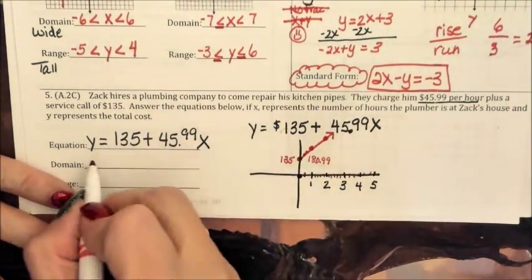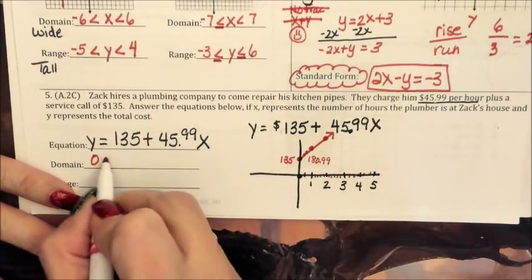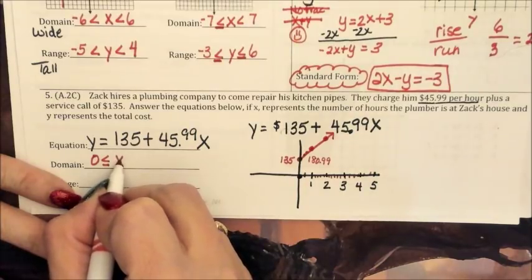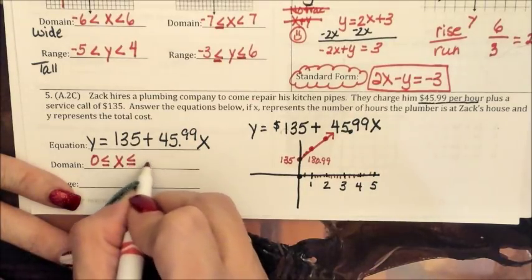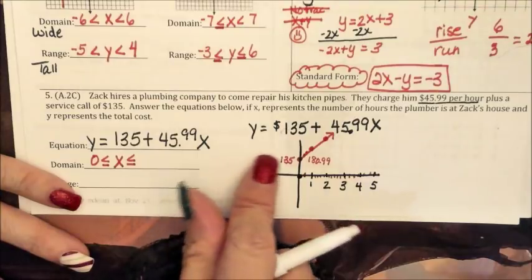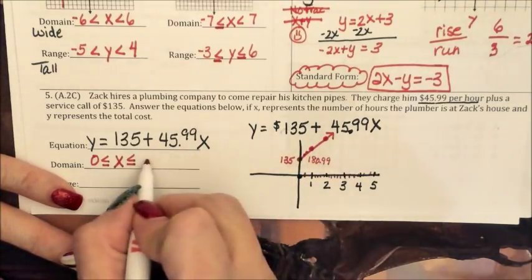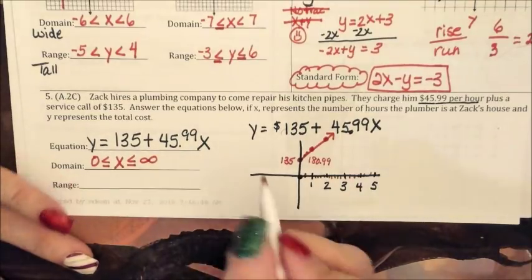Well, he could walk in the door, I guess, and leave. So he could not come at all. And then we would say X is less than or equal to, how many hours could he stay? Did it say he had a maximum hour he could stay? He didn't. So really, this could go to infinity, right?